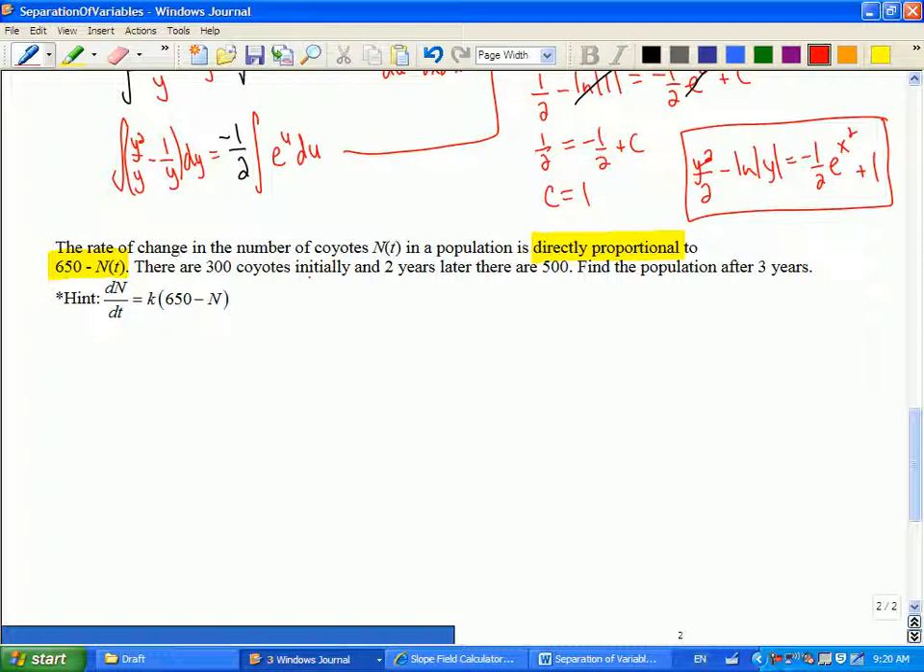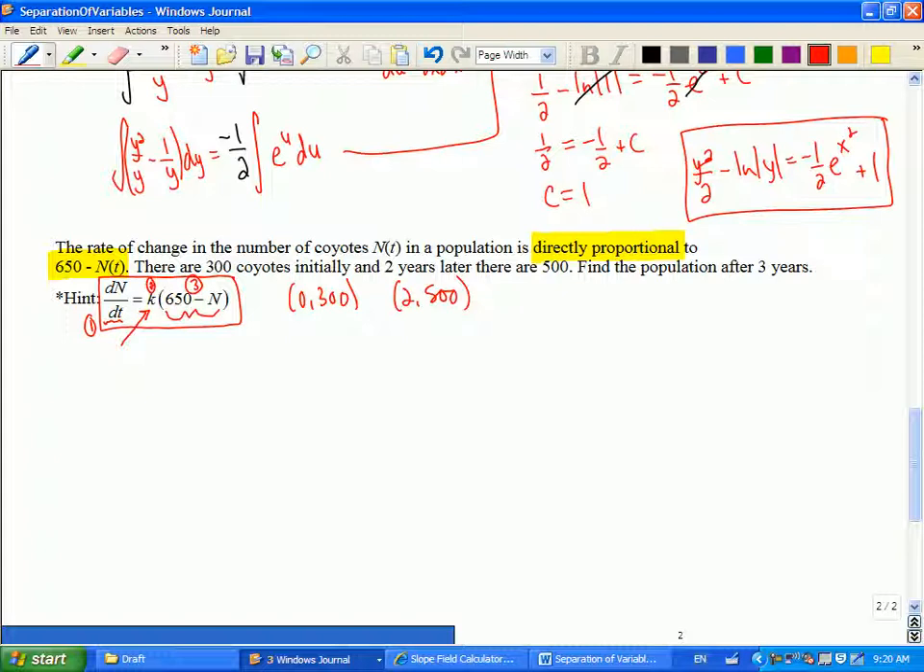So we have some data points. There's a 0, 300, and there is a 2, 500. And hearing those words directly proportional, that's what you get from the population, there's my proportion, and it's directly proportional to this. And here's my rate of change. So all I did was take rate of change, that guy, is directly proportional to this guy. So putting those pieces into a differential equation that I can solve.